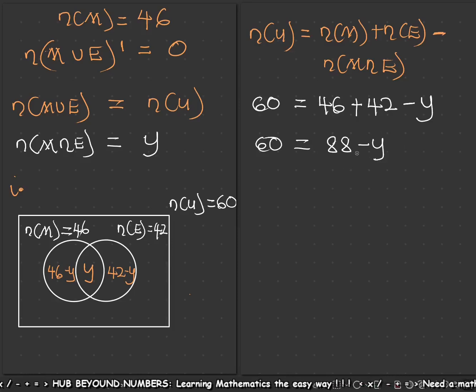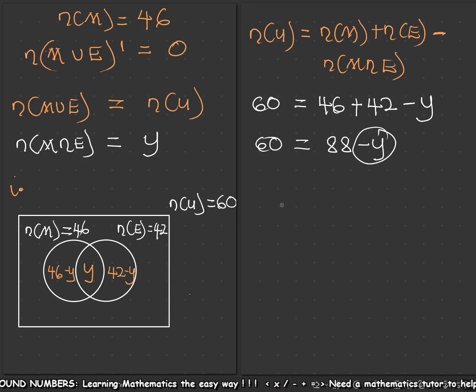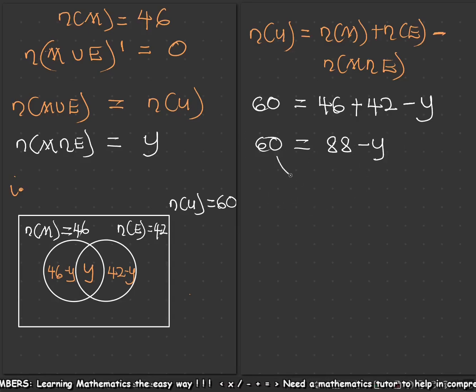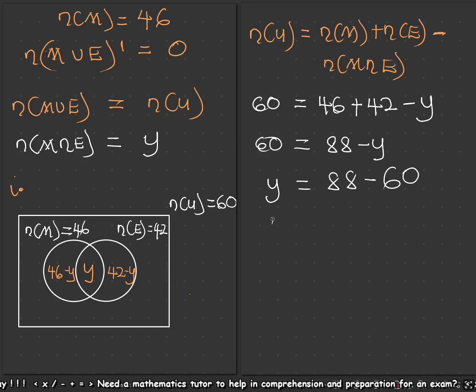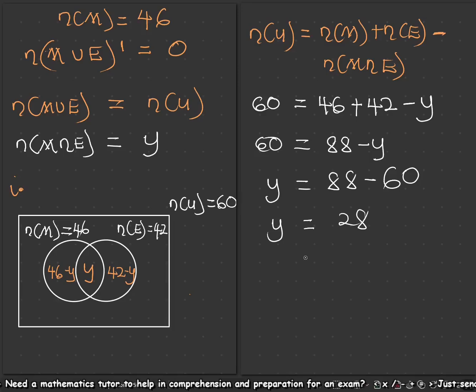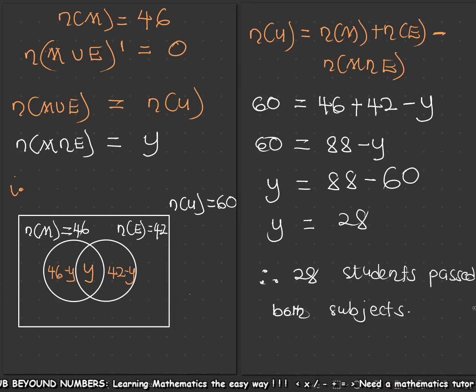Then let's move this y to the left hand side and move our 60 to the right hand side. So we get y which is equal to 88 minus 60. So our y is equal to 28. That simply means that 28 students passed both subjects. So we conclude by saying, therefore, 28 students passed both subjects.